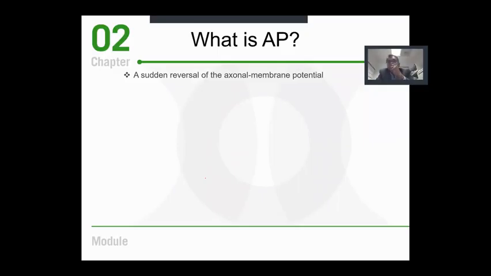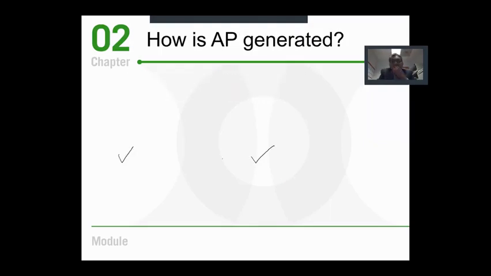So what is action potential then? It is a sudden reversal of the axonal membrane's potential from negative 70 millivolts to positive 30 or 35 millivolts. The question is, how is this action potential generated and how is it transmitted through the axon?